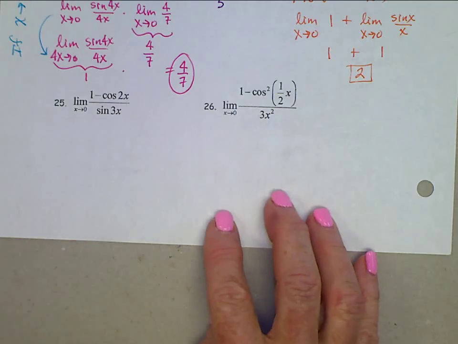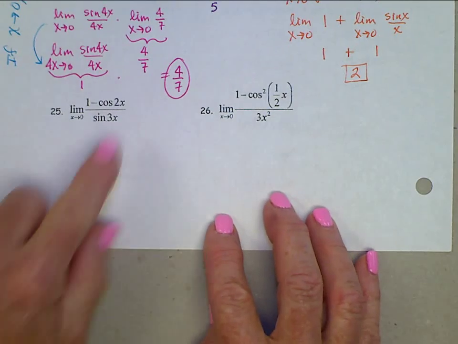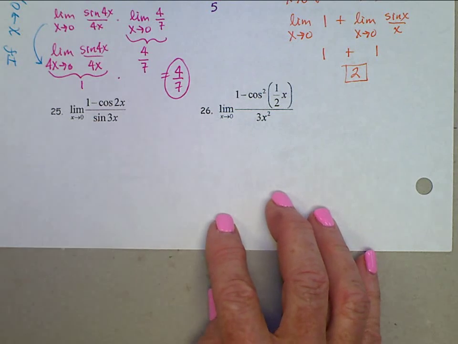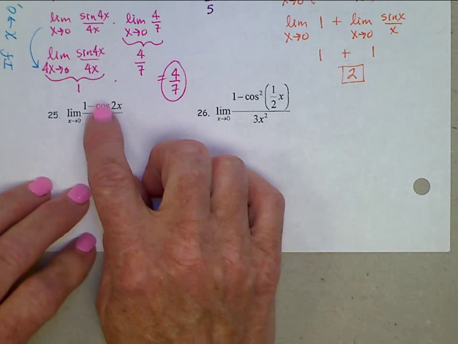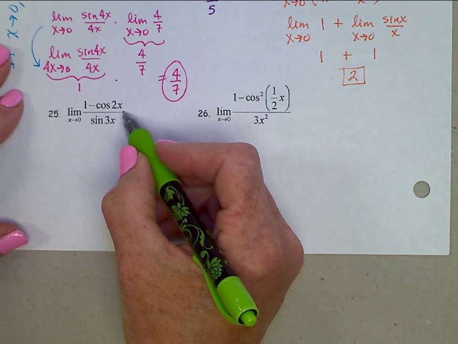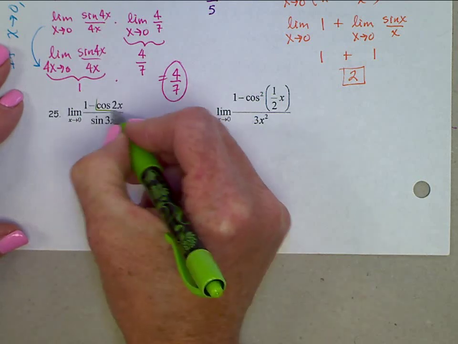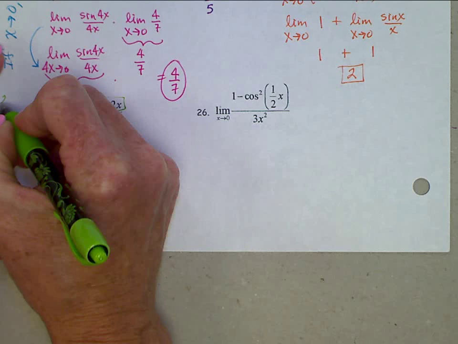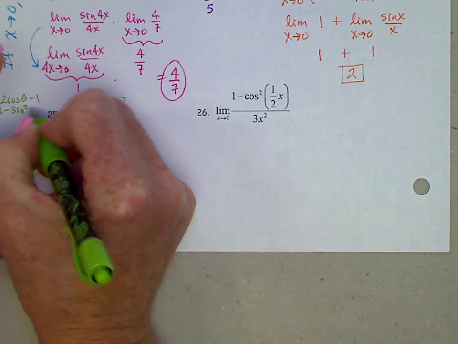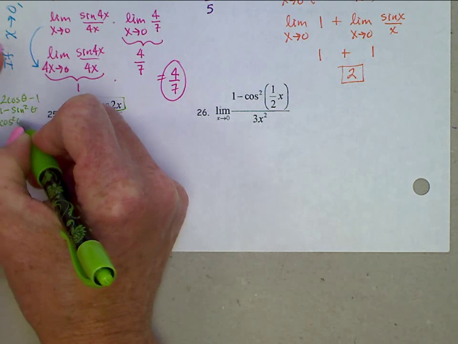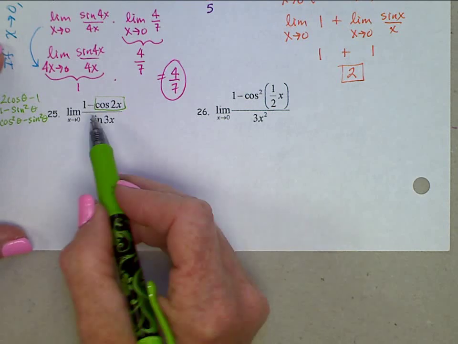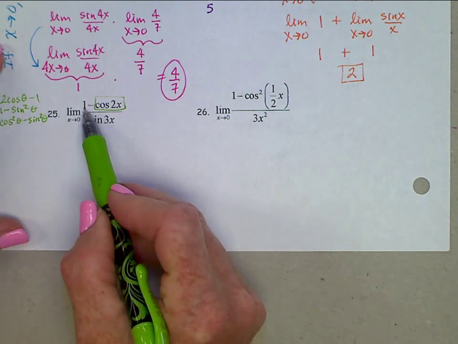Looking at this one down here, we do have a cosine in here, but we also have a sine, so we have a little bit of an issue. What we're going to have to do is replace that cosine 2x. And you remember we have 3 possibilities for this cosine of 2x: 2 cosine squared minus 1, 1 minus 2 sine squared, or cosine squared minus sine squared. I'm going to choose the one that's going to get rid of that 1 right here.